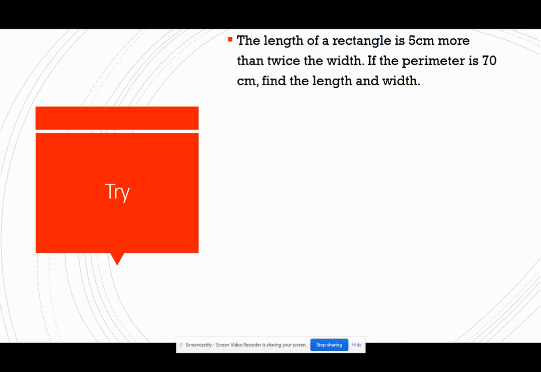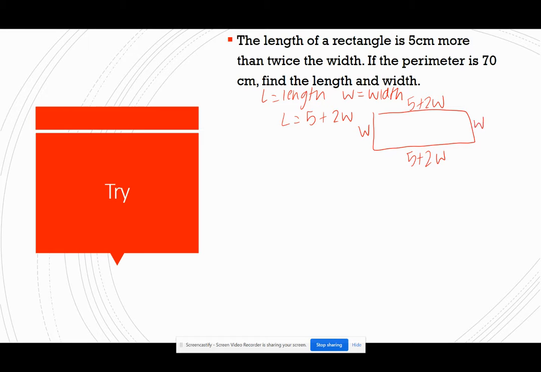We have a problem like this. The length of a rectangle is 5 centimeters more than twice the width. So we're going to define our variables. So L equals length, W equals width. So the length is 5 centimeters more than twice the width. If the perimeter is 70 centimeters, find the length and width. So like I said, always draw a diagram. So my length, instead of putting L, I'm going to put 5 plus 2W, 5 plus 2W, and my width just stays the width.